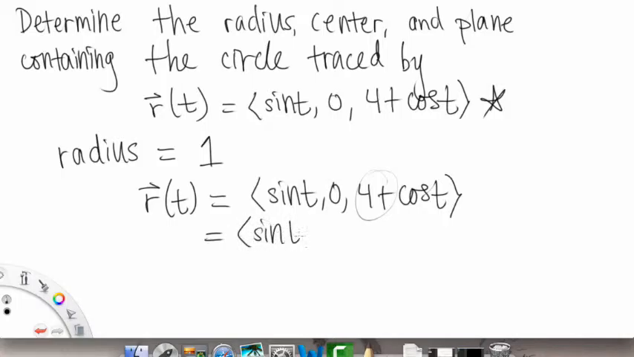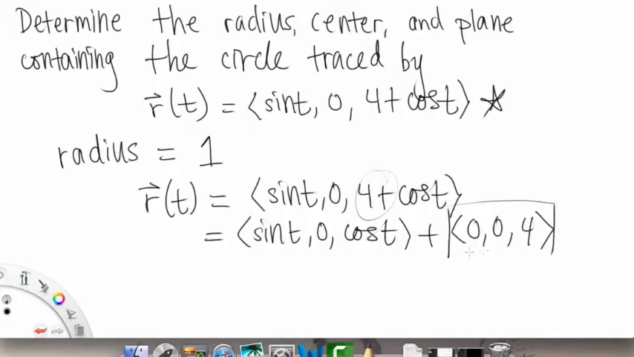So we're going to have sine t, 0, cosine t, and we're going to break this off into 0, 0, 4, right? We want that 4 apart or separately from the cosine t. So this over here, this other vector that we just created, this is our center. Okay, so this is our center point.